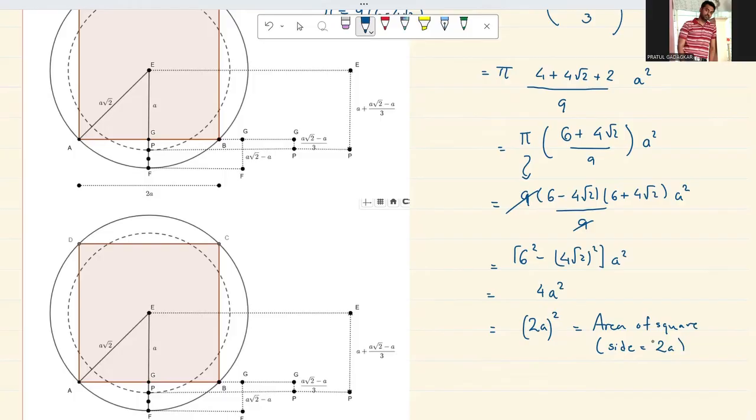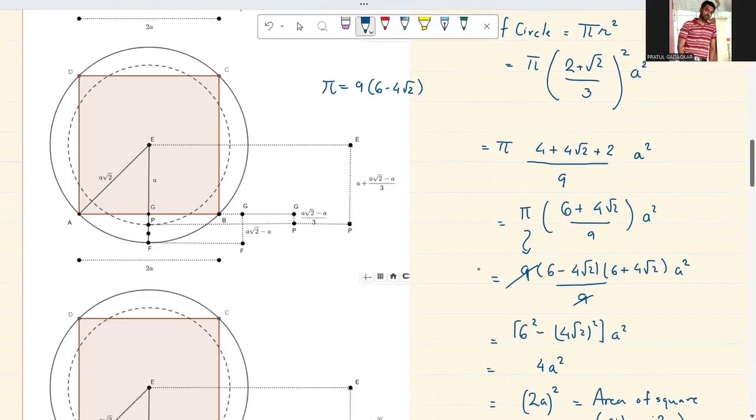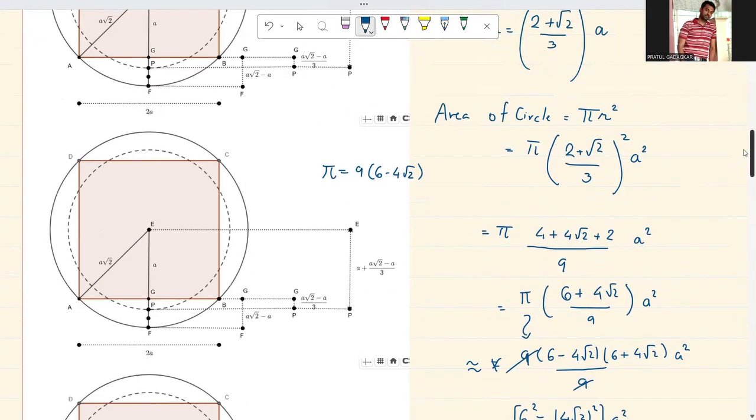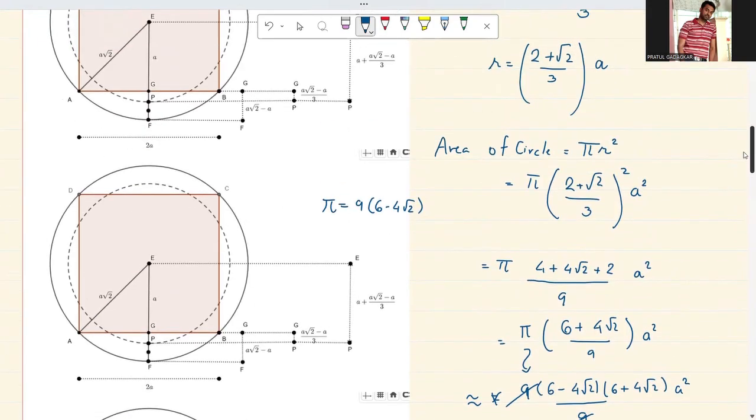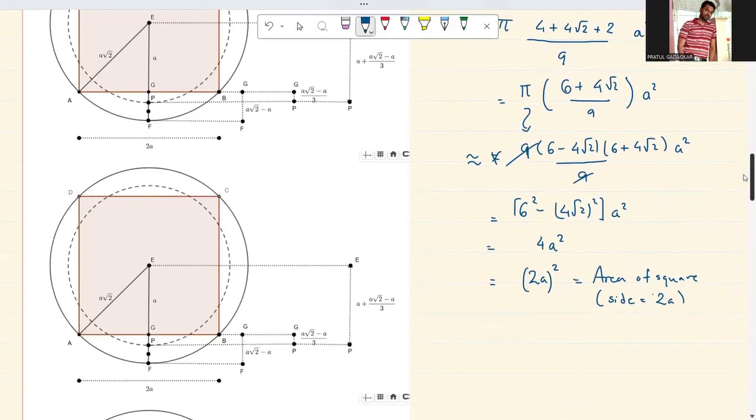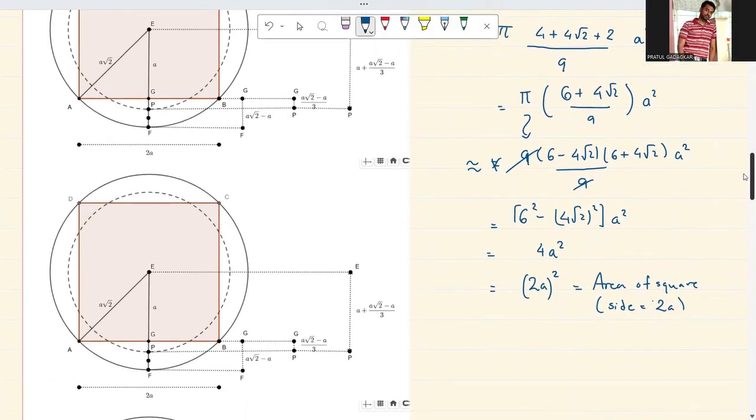There's only one thing that we have to take care of here. We are writing equal to everywhere. Actually, in this step I should have written approximately equal to, because I'm substituting the approximate value of pi over here. So we have now proved that the area of the circle, which is pi r square, is approximately equal to the area of the square.